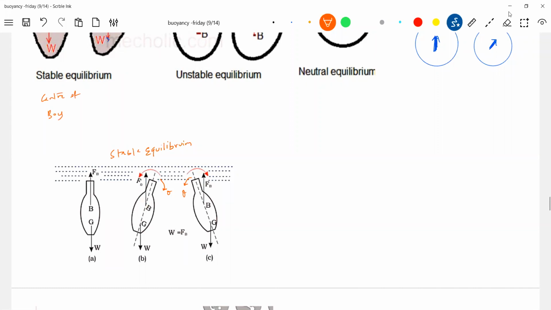Center of buoyancy above center of gravity. Here, the center of buoyancy lies below the center of gravity.